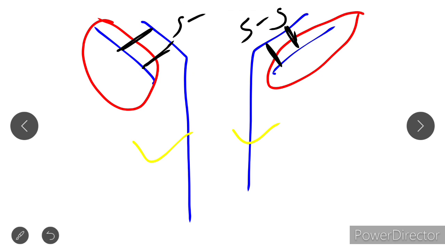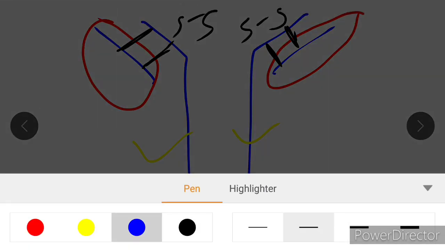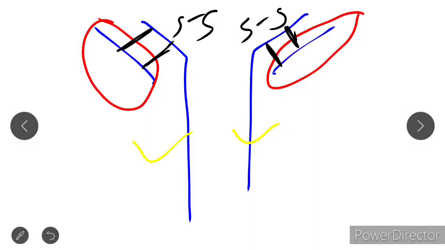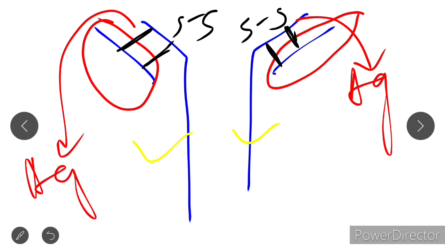Okay, and I earlier told you that the tips of the corners are basically the antigen binding sites. Okay, antigen binding site. These are basically the antigen binding sites. So I think you now have a clear idea about this structure.